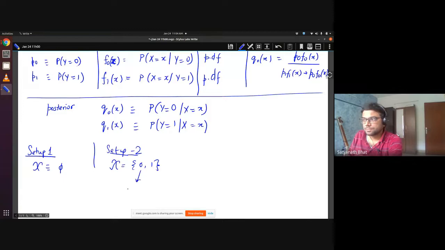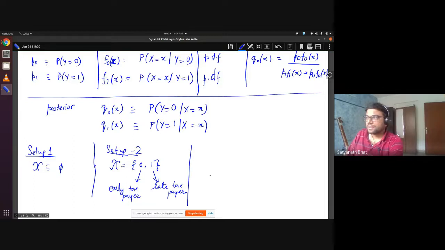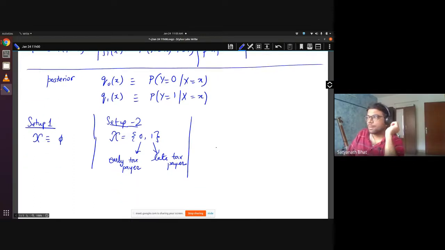1 represents a late taxpayer, right? And 0 represents an early taxpayer. Okay, so we saw these things. And we were interested in minimizing what is called the probability of error. The probability of error is the probability that my classifier does not agree with the label assigned for a particular X. Okay, so this is what we saw.